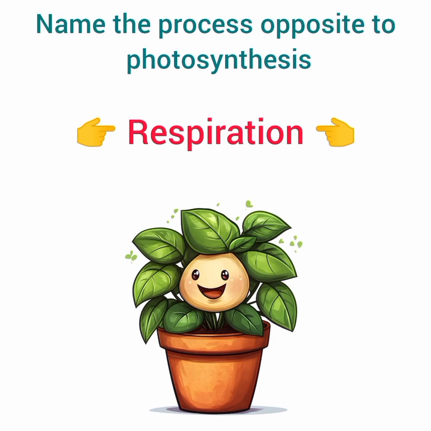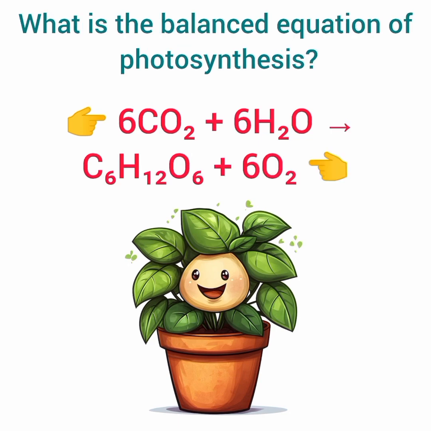Answer. Green light. Name the process opposite to photosynthesis. Answer. Respiration. What is the balanced equation of photosynthesis? Answer. 6CO2 + 6H2O → C6H12O6 + 6O2.